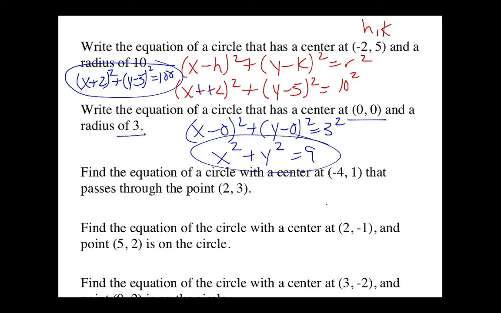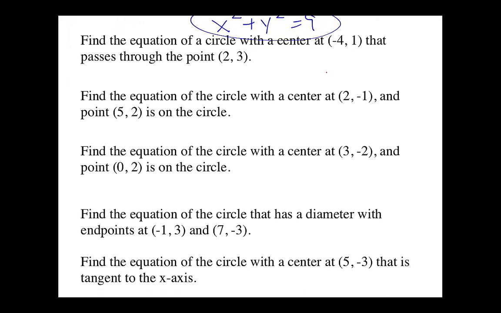Let me walk you through another example of that. Find the equation of the circle with the center at (2, -1), and point (5, 2) is on the circle. So here again, I'm going to say (x - 2)^2 + (y + 1)^2 = the radius squared. I'm going to take the x and the y and put those into the problem to figure out what r squared is. So if x is 5, that'd be (5 - 2)^2, then plus (2 + 1)^2 is supposed to equal the radius squared.